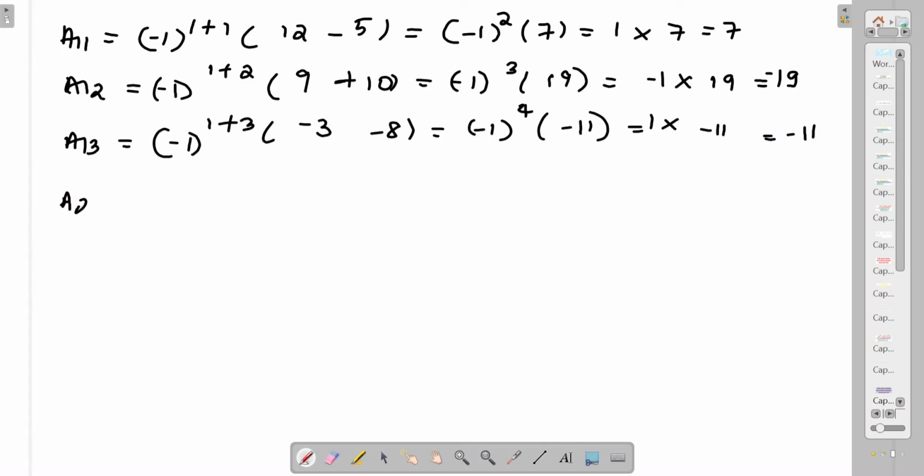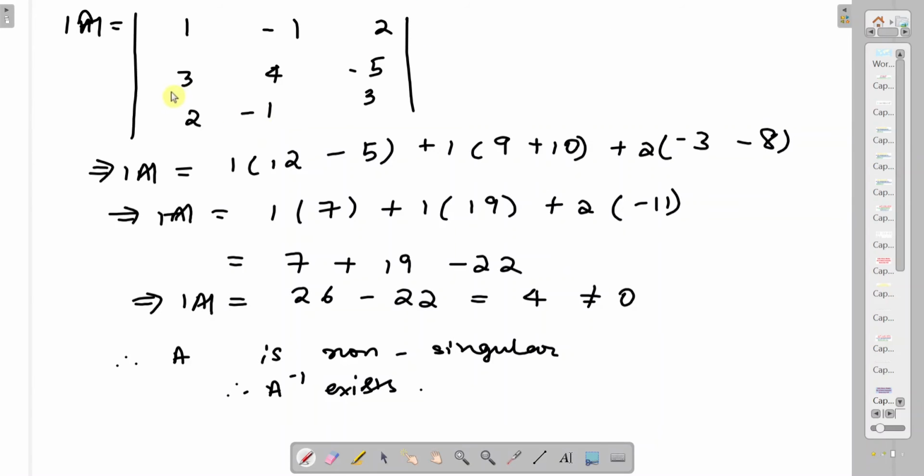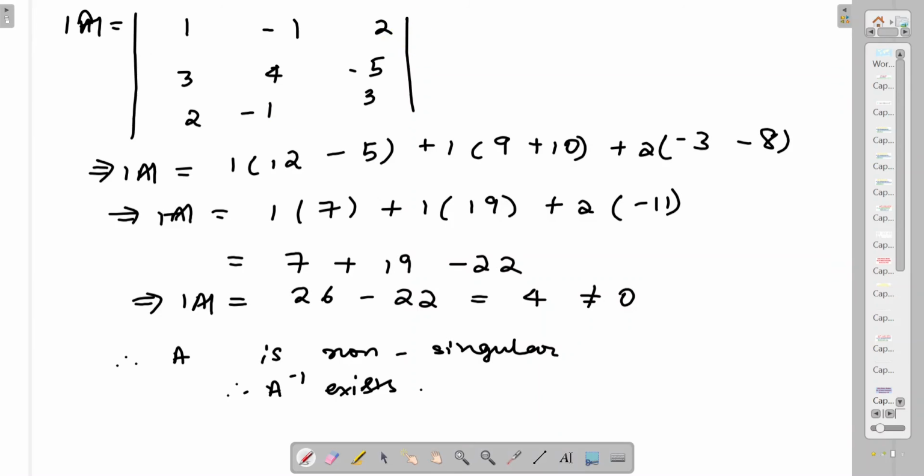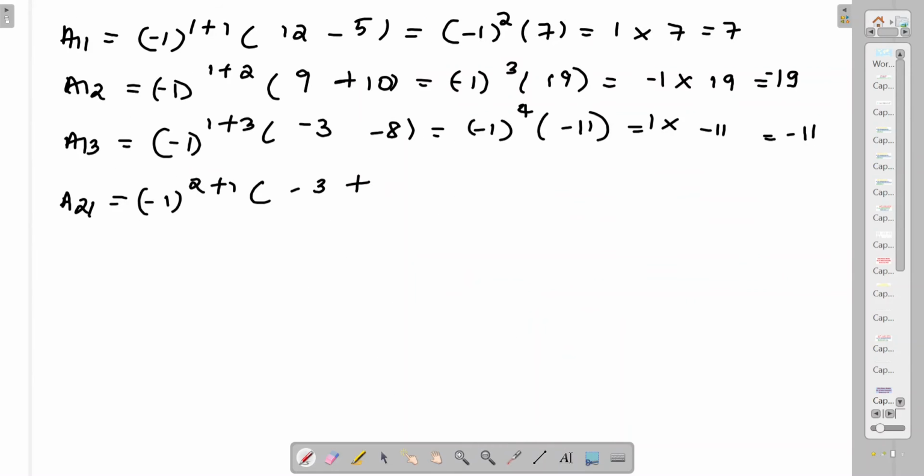Okay, then A21 is minus 1 raised to 2 plus 1 times, now we have to hide the second row and first column, so 3 times minus 1 is minus 3, minus of minus 1 times 2 is minus 2, so plus minus minus plus 2, this is equal to minus 1 raised to 3 times minus 1, so minus 1 times minus 1, which is 1.